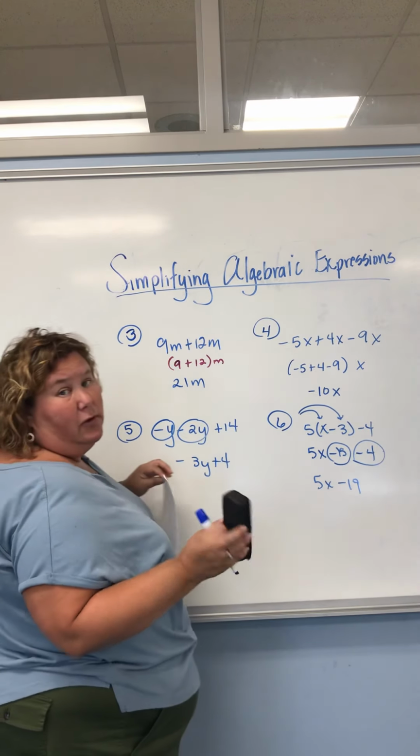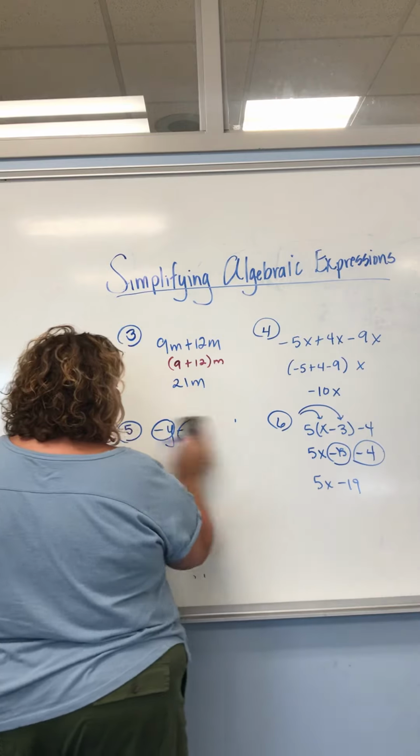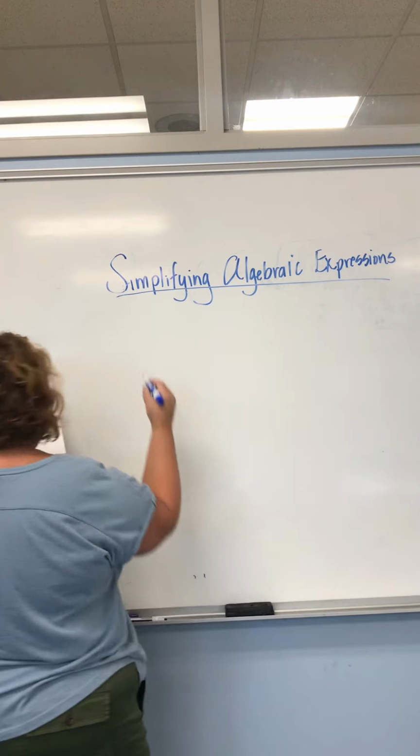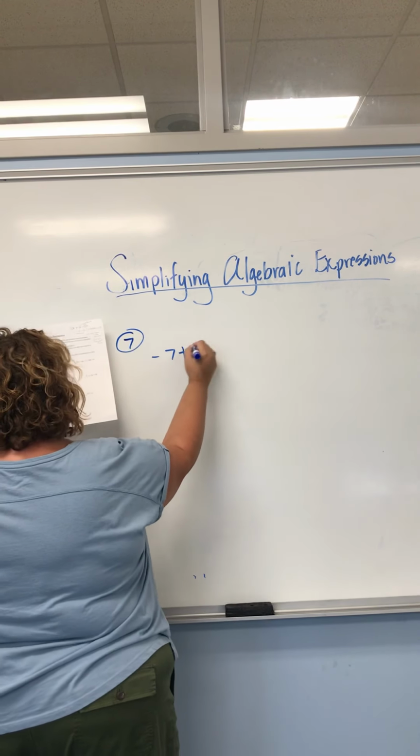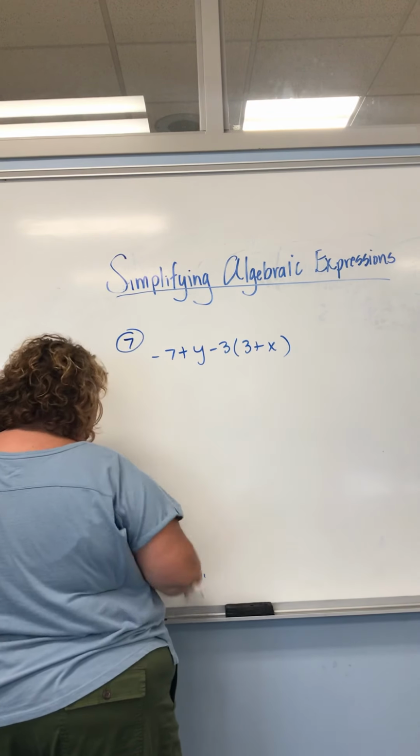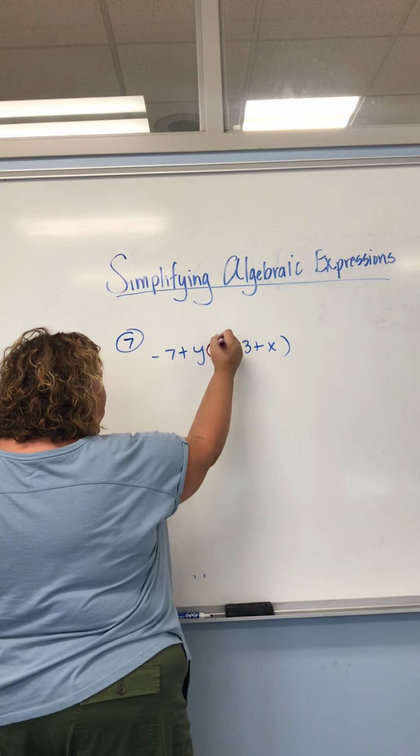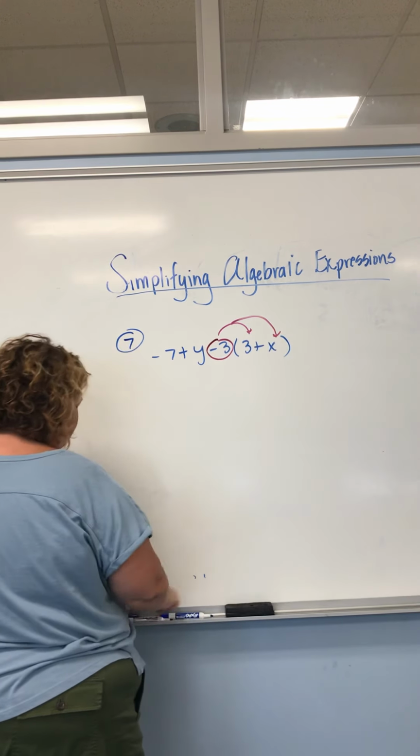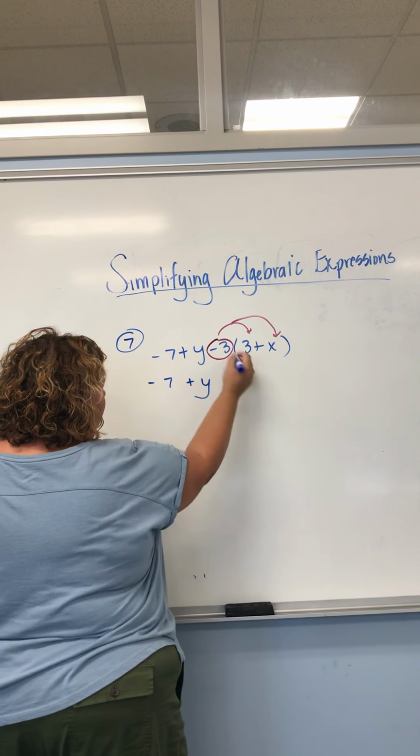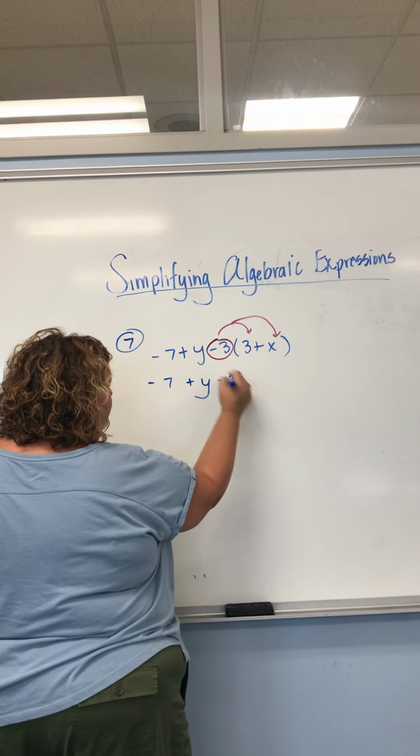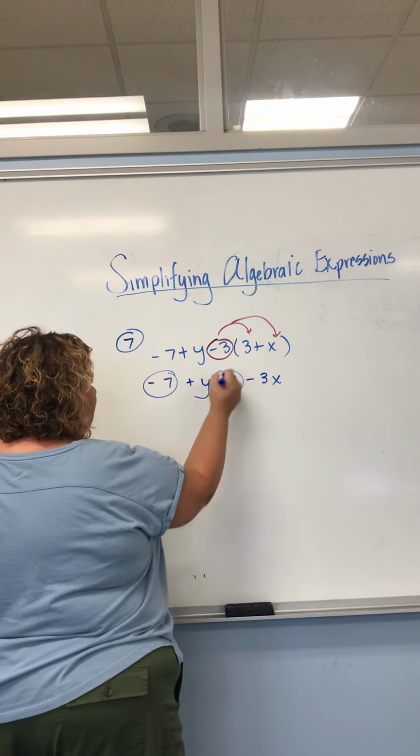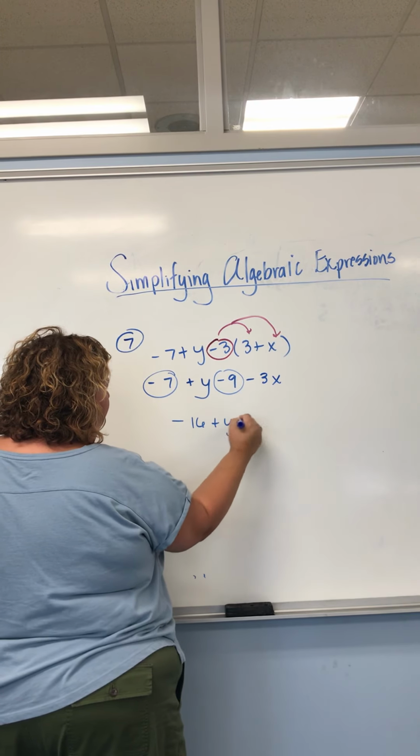Pause it here. See if you can do number 7 and 8 on your own. All right, number 7. Hopefully you tried this on your own, and let's see what you did. You have to distribute first. This one's a little tricky because you're actually distributing the negative 3. Once you distribute the negative 3, you still have negative 7 plus y. Negative 3 times 3 is minus 9. Negative 3 times x is negative 3x. Combine like terms. I have negative 16 plus y minus 3x.